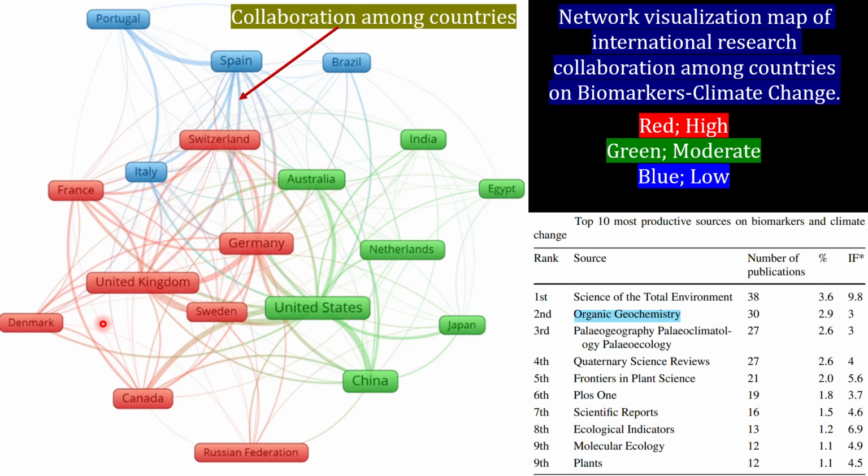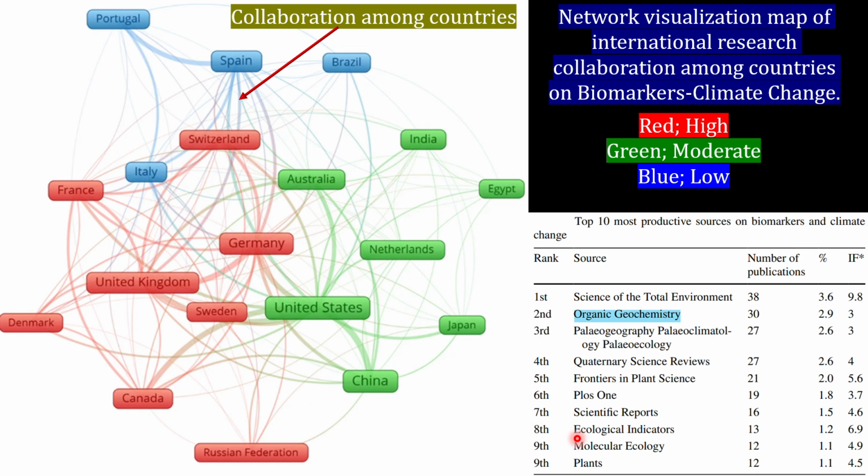So this is the joint collaboration of different countries. The red one shows that most of the publication work on climatic change biomarker analysis is done by this country, and this green one is second, and the third one is the blue color.